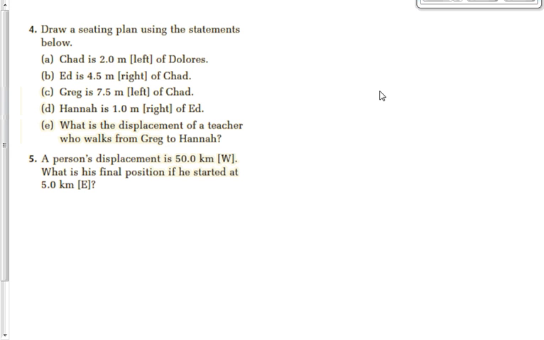We're going to put Dolores right here. Chad is 2 meters to the left of Dolores, so we're going to put Chad right here. Not 2 meters to the right, 2 meters to the left. Then it says Ed is 4.5 meters to the right of Chad. We're going to put Ed over here.